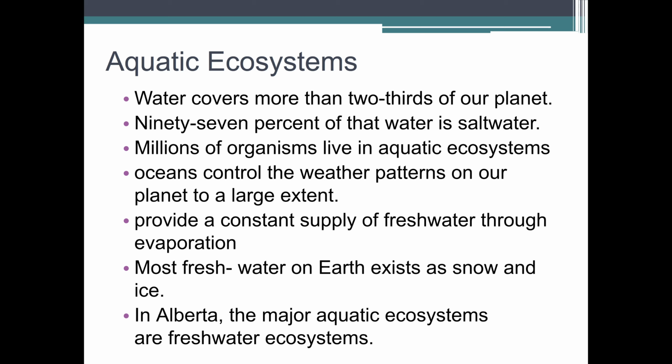Oceans control the weather patterns on our planet to a large extent. They provide a constant supply of fresh water through evaporation. Because when the salt water evaporates, just pure water evaporates, and then it comes down as precipitation, and that's fresh water. Most fresh water on Earth exists as snow and ice. Of the 3% of the fresh water that exists, almost 2%, I'd say, or even more, exists as snow and ice. So in Alberta, the major aquatic ecosystems are freshwater ecosystems, lakes and ponds and so on.